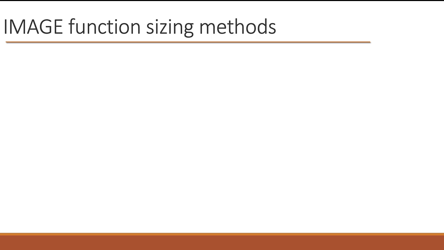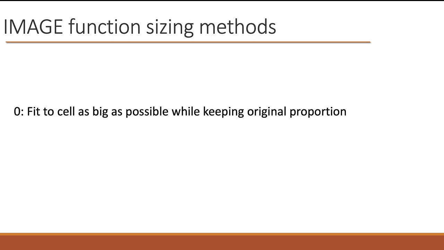So let's talk about those sizing options. There are 4 options, starting with 0. So 0 is the default, so if you don't specify any sizing option, this is what the function will use. It will always show the full image. Since it's in proportion, there might be extra space in the cell where the image doesn't fit, maybe top and bottom, or maybe on the side.